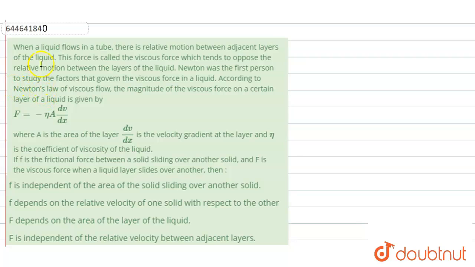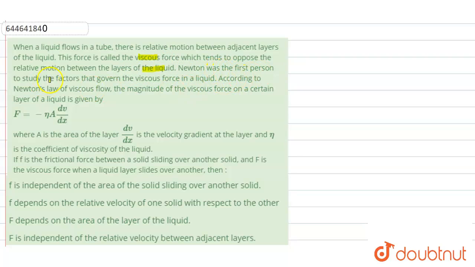Let us try to solve the given problem. So the given problem simply states when a liquid flows in a tube, there is relative motion between the adjacent layers of the liquid. This force is called the viscous force, which tends to oppose the relative motion between the layers of the liquid. Now we know that whenever a liquid flows anywhere, there are viscous forces acting within the layers of the liquid, and these viscous forces oppose the relative motion of the layers.